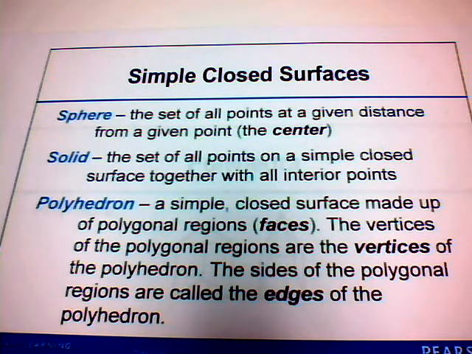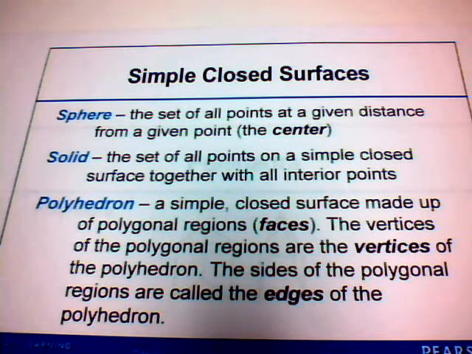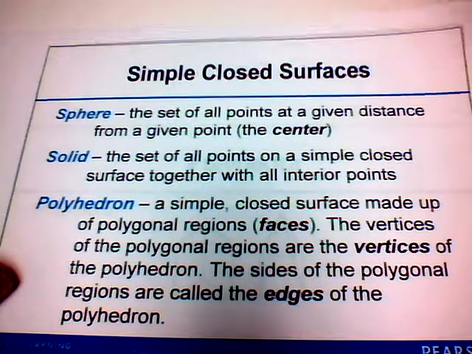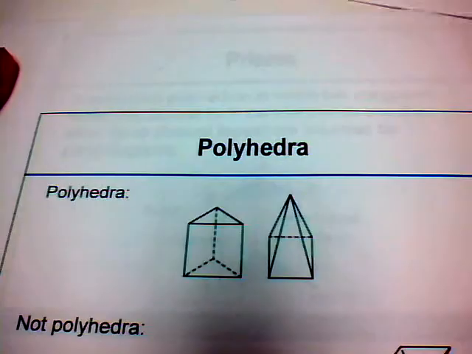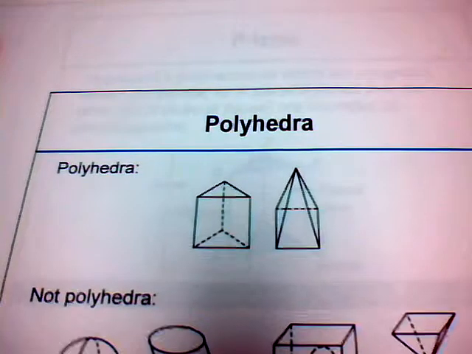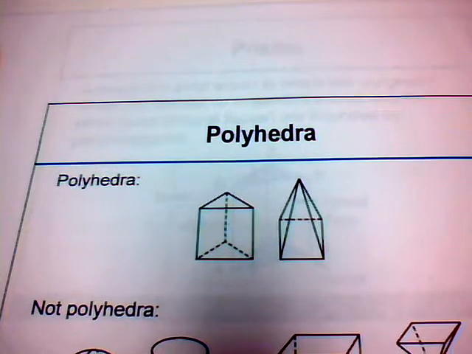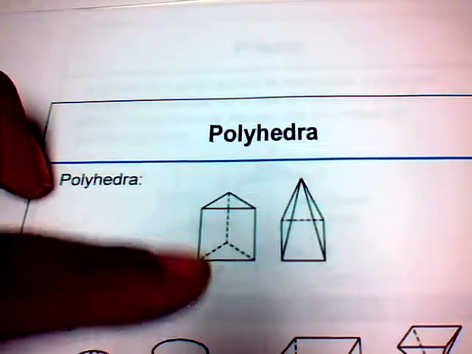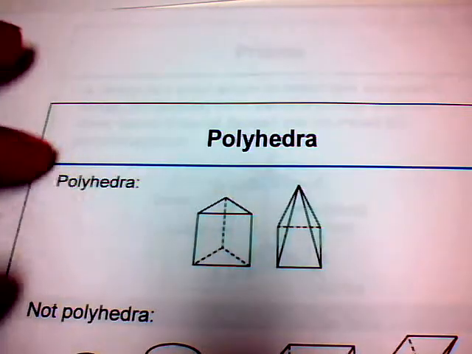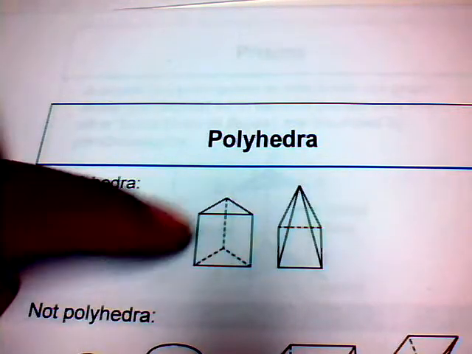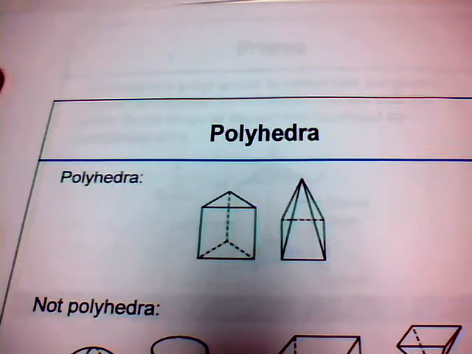And a polyhedron is a simple closed surface made up of polygonal regions or faces. The vertices of the polygonal regions are the vertices of the polyhedron, and the sides of the polygonal regions are called edges of the polyhedron. So in this case here, these are examples of polyhedra, which is the plural for polyhedron, because you have edges, and you do have vertices, and you do have faces that make up that polyhedron.